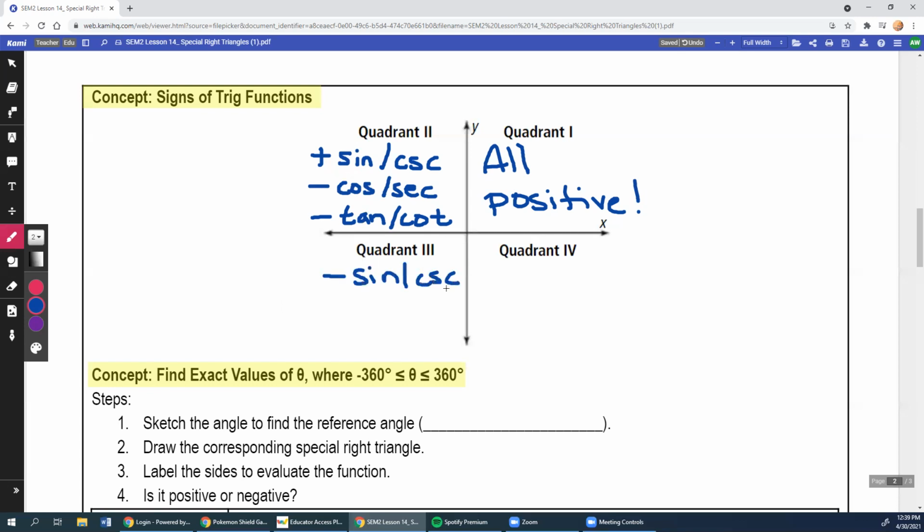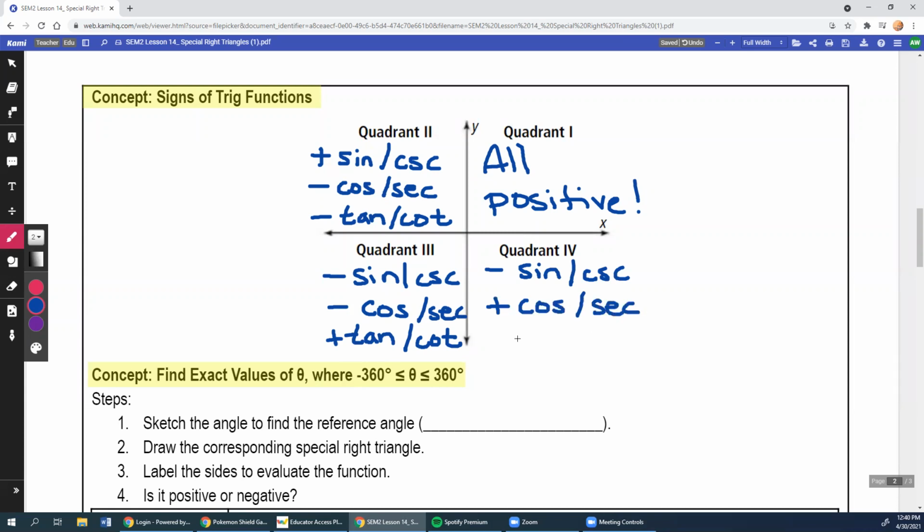In quadrant 3, sine and cosecant are negative. Cosine and secant are also negative, and the only positive are tangent and cotangent. And then finally, quadrant 4, sine and cosecant are negative. Cosine and secant are positive, and tangent and cotangent are negative. We're going to be using this chart to identify positives and negatives.